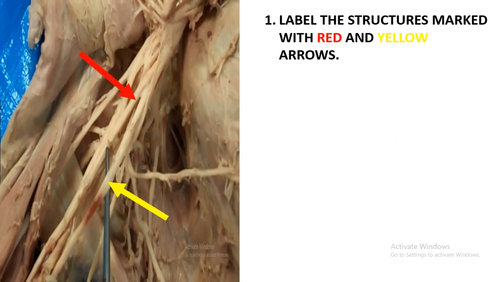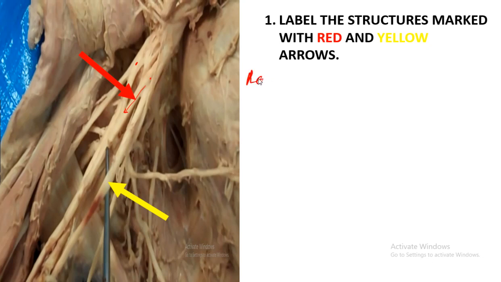The next question is, label the structure marked with red and yellow arrow. So how can you notice the red arrow? You need to know that this is the lateral cord and this is the medial cord, and this medial cord is giving a branch, and this branch is normally forming the median nerve, a nerve which is created by the lateral branch and also the medial branch.